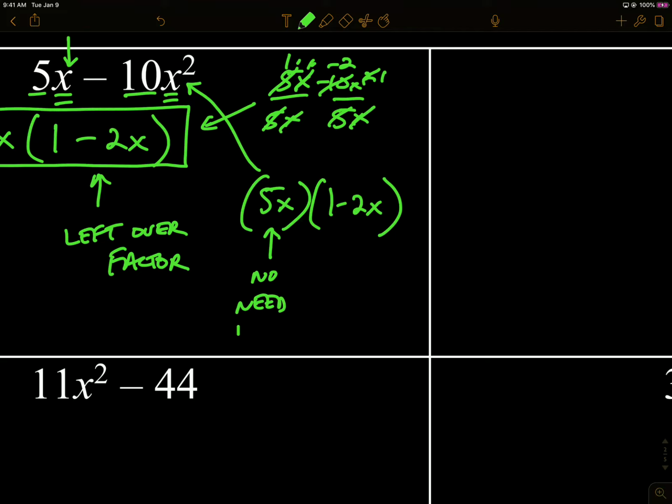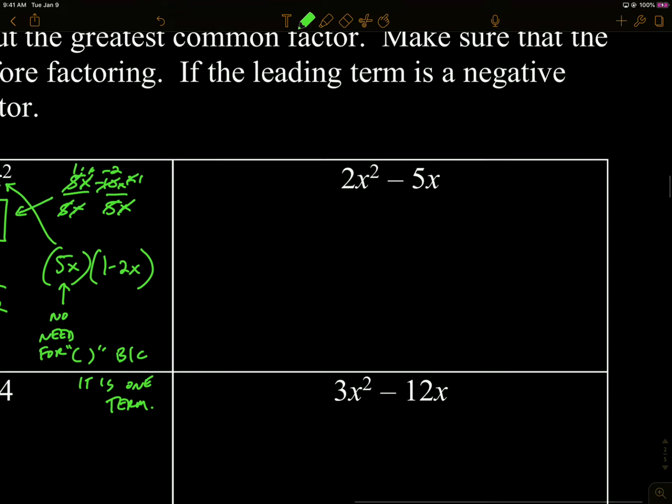Because, let me just write it down. No need for parentheses because it is one term. It's a monomial, only one term. If there's more than one term, we need parentheses, okay? When we're multiplying things together.